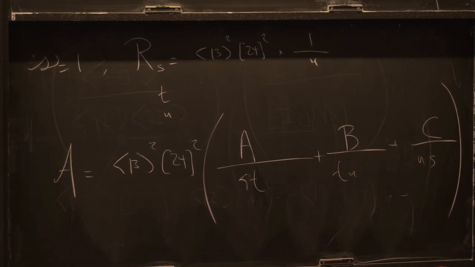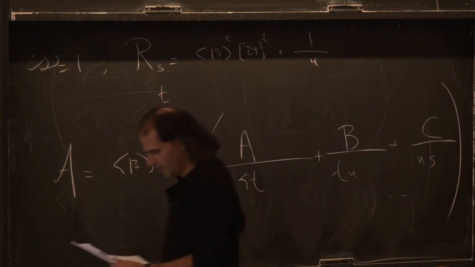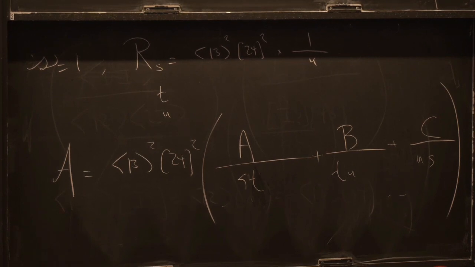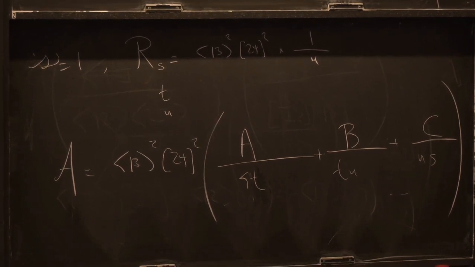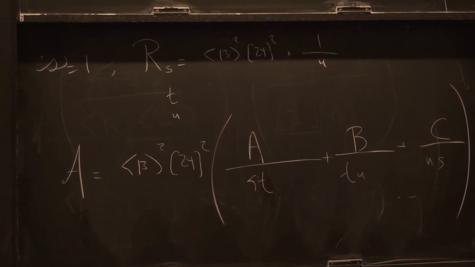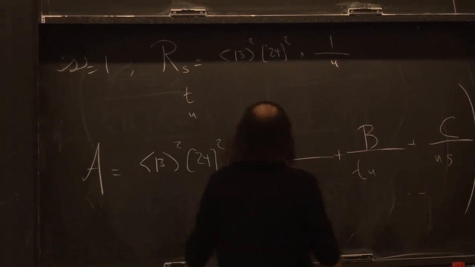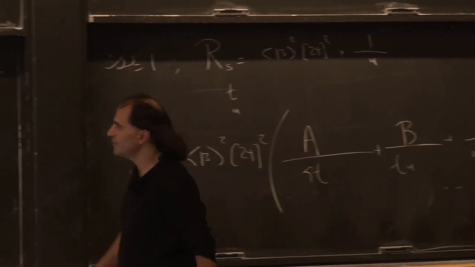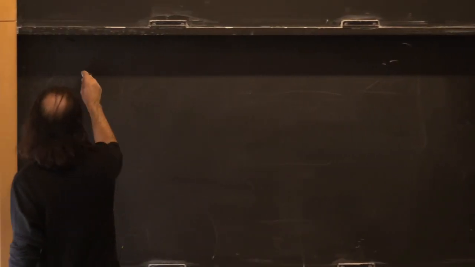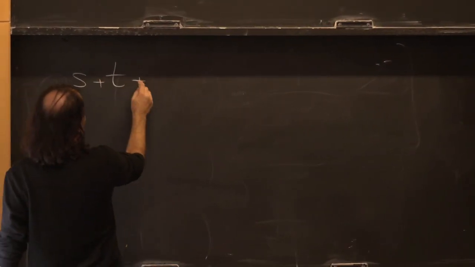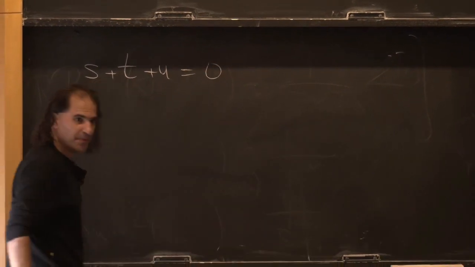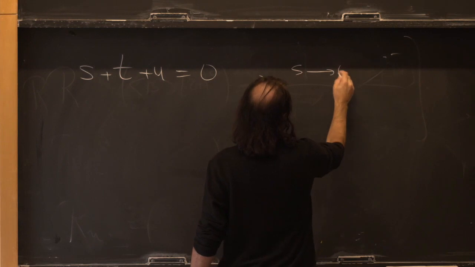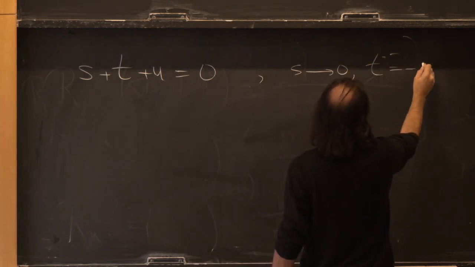And again, naively this is not good, but anyway, let's see what it takes. So it could work if the residues are actually correct. So let me look at the residue, let's say, as s goes to 0. The residue as s goes to 0 is interesting. Remember that, I forgot if I said it before, but s plus t plus u is equal to 0 for massless particles. So as s goes to 0, t actually becomes equal to negative u.